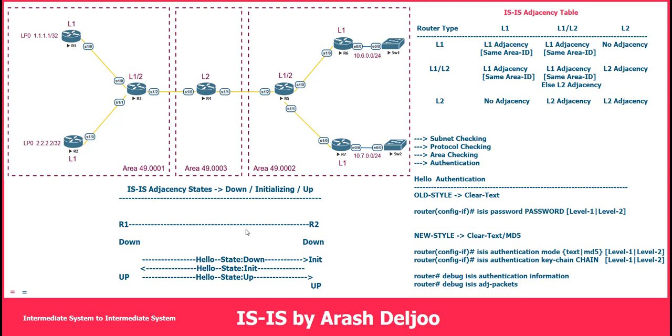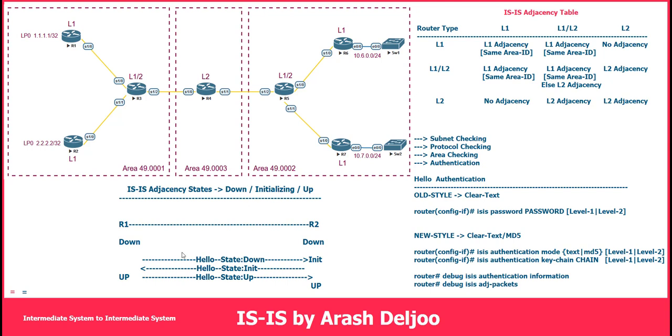In the down state, we don't receive any hello message from the neighbor. Because of that, we don't have any neighborship relation with the neighbor router. The next step is the init, or initializing, state. This state means that the local router has successfully received hellos from the neighboring router. However, it is not sure that the neighboring router has also successfully received the local router's hellos.